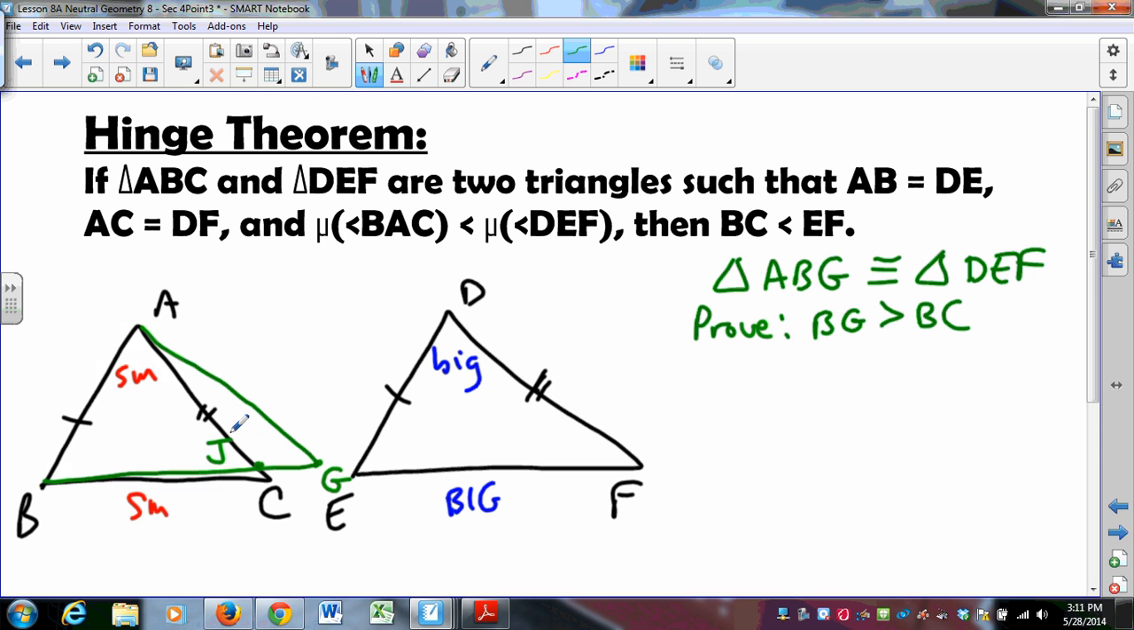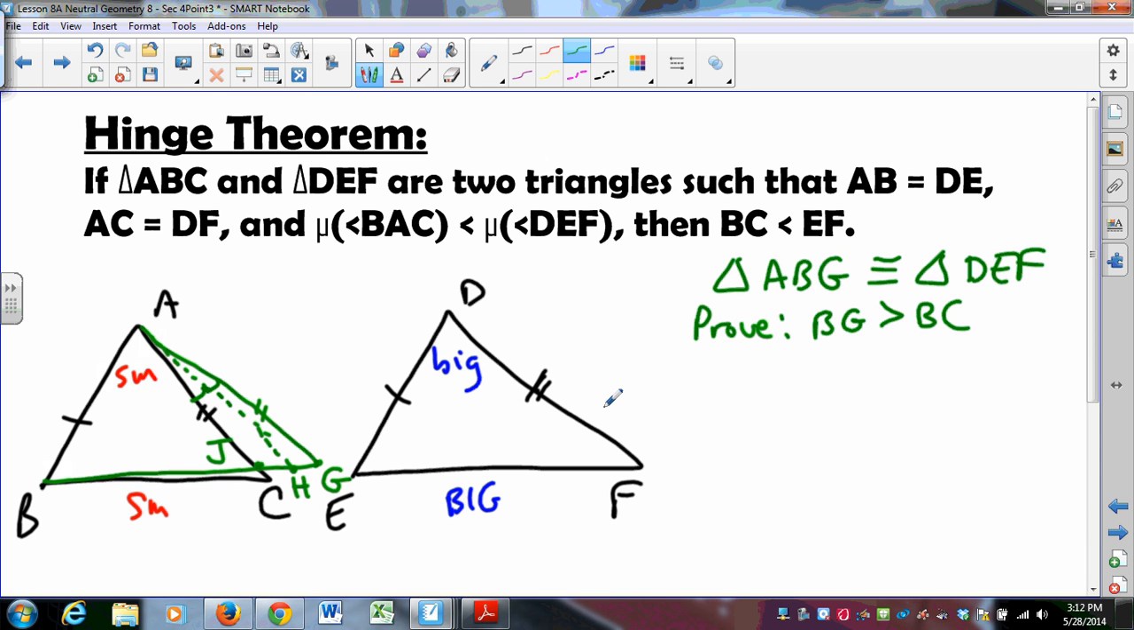J is not C. If J is C, we're done. So we'll say J isn't C. And then we're going to give you an angle bisector. Here's an angle bisector to a point H. And I know that AG has to be congruent to DF because triangle ABG is congruent to triangle DEF. So looky what I got.